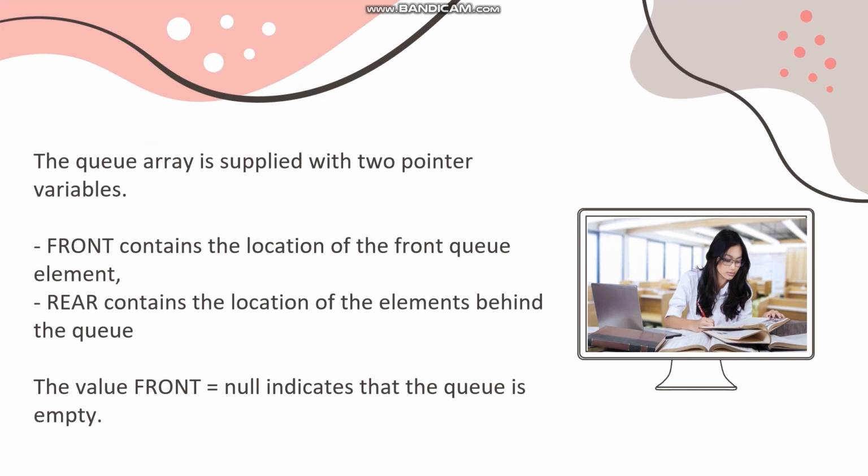The queue array is supplied with two pointer variables. Front contains the location of the front queue element. Rear contains the location of the element at the back of the queue. The value front null indicates that the queue is empty.